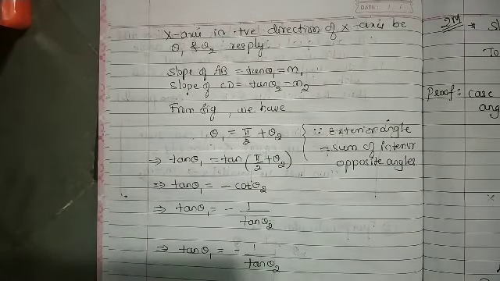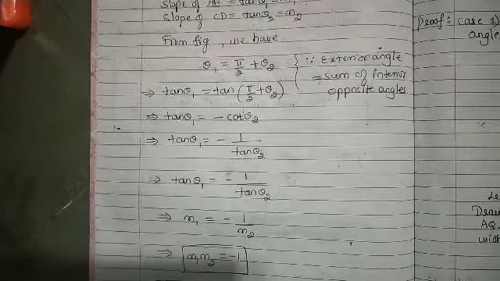So next unit is slope of a line joining 2 points. What is the slope of a line joining 2 points? The 2 points are given with their coordinates x1, y1 and x2, y2.